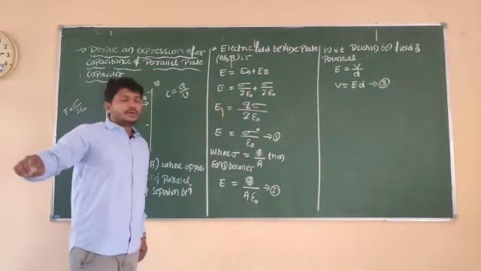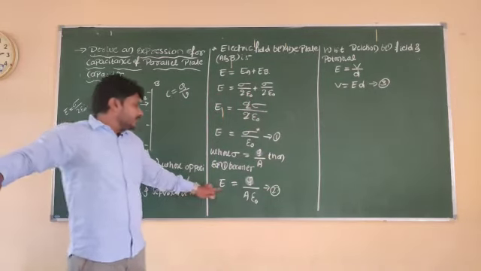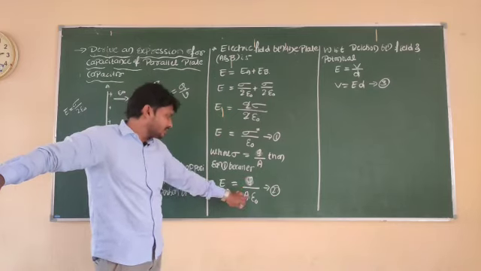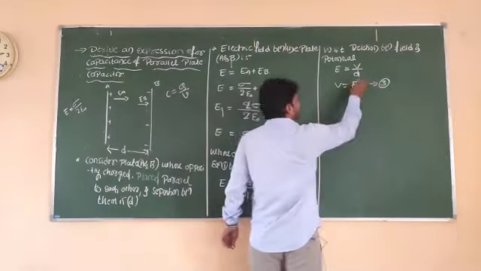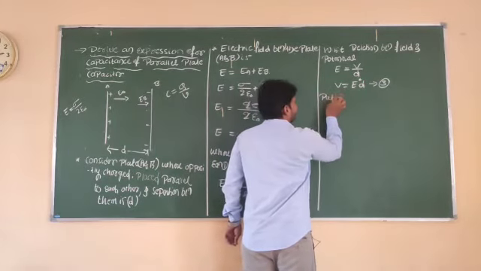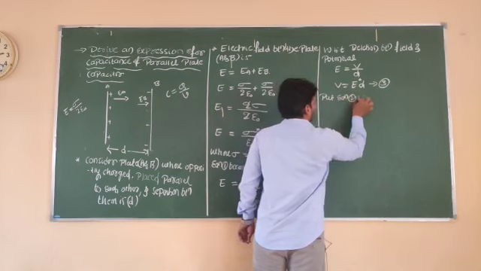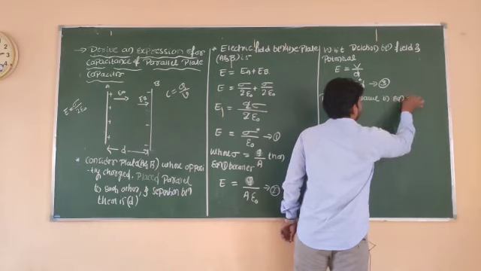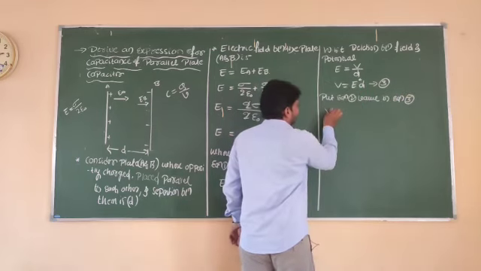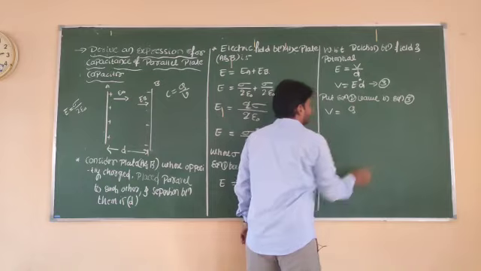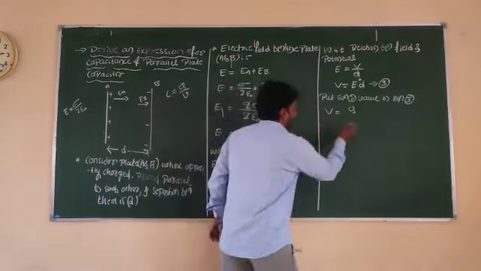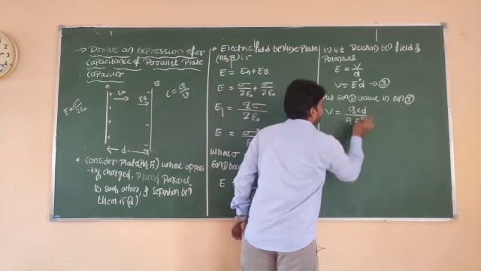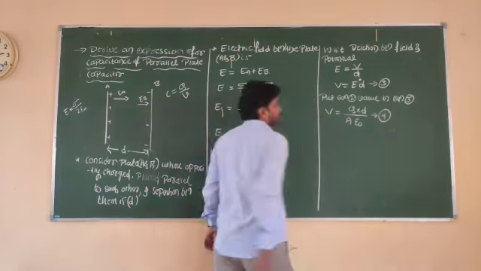So V is equal to E into d here. In equation 3, wherever E is there, shall I fill that one as Q divided by A epsilon naught here? So look at here. I will substitute equation 2 value in equation 3. V is equal to Q divided by A into epsilon naught into d here. So this is the equation for the potential.